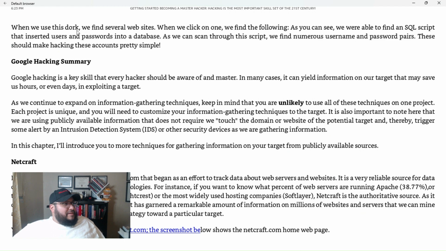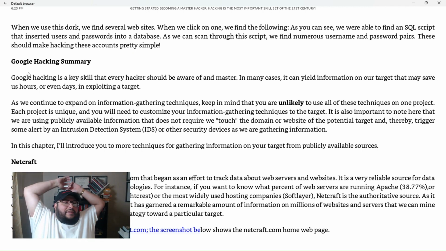When we use this dork, we find several websites. When we click on one, we find the following. As you can see, we're able to find an SQL script that inserted users and passwords into the database. As we scan through the script, we find numerous username and password pairs. These should make hacking these accounts pretty simple.